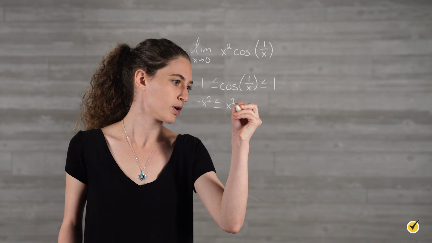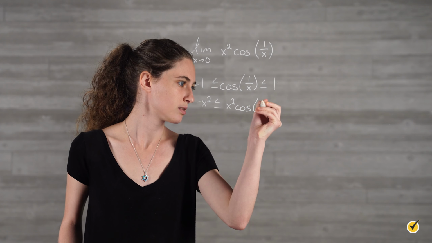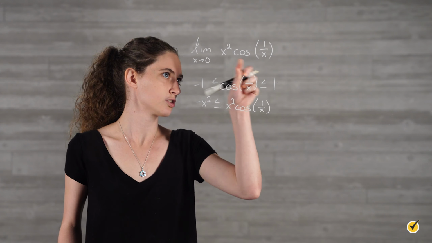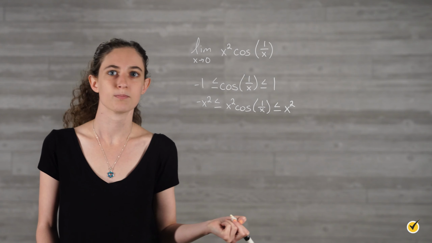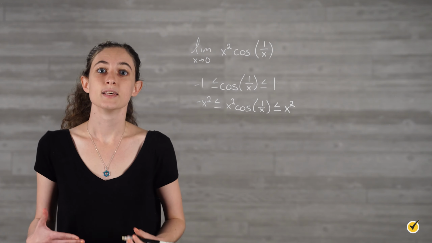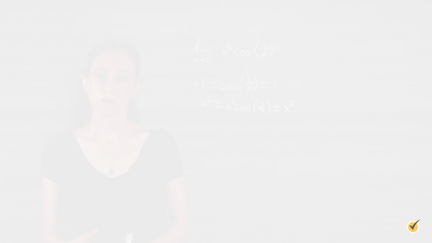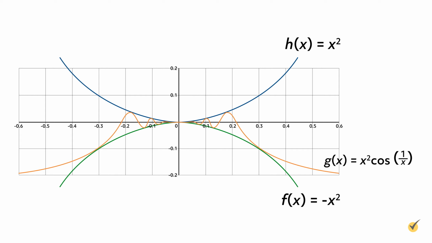This gives us x squared cosine 1 over x, which is our original function. And 1 times x squared is x squared. This tells us how to squeeze the function. Put it between negative x squared and positive x squared. Let's take a look. According to the theorem, we know this.